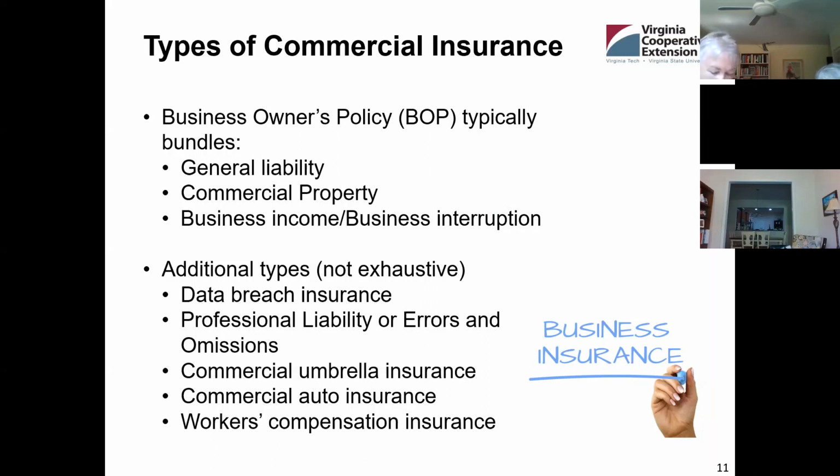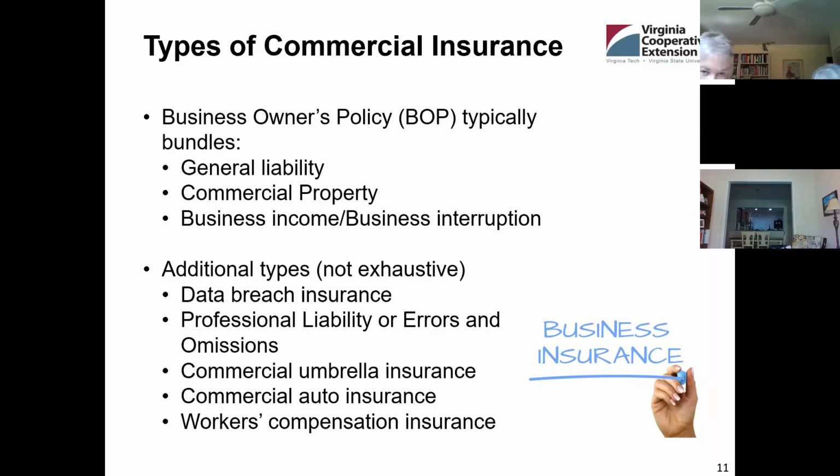Let's say that we have a fire at this facility. The fire is going to be covered under commercial property. But because we had this fire, maybe we're no longer able to sell our produce, or maybe we're no longer able to sell this product for a couple weeks. That's where business income or business interruption insurance would come in.